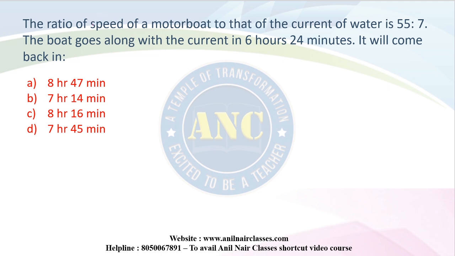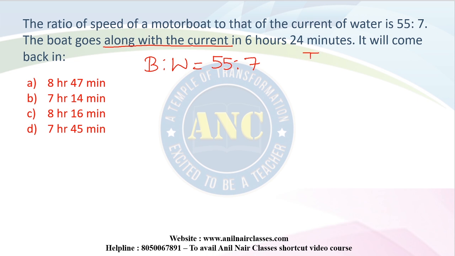question number 9. This is slightly an easy question compared to the previous question. The ratio of speed of motor boat to that of speed of current of water is 55:7. That means speed of boat and speed of water is given as 55:7. This is also a very good question. In fact, the boat goes along with the current in 6 hours and 24 minutes. Along with the current is always downstream. Against the current is upstream.